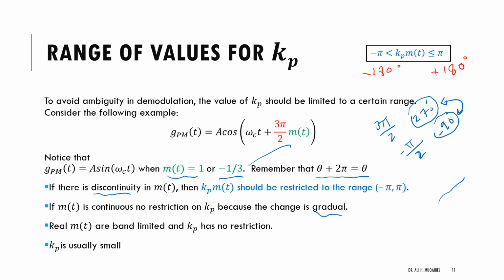And we conclude with the following comment that Kp is usually a small value because Kp is multiplied by the message. If you compare it with kF, which is multiplied by m dot, the derivative of the message, the derivative would be a much larger value. So Kp is usually a small value.